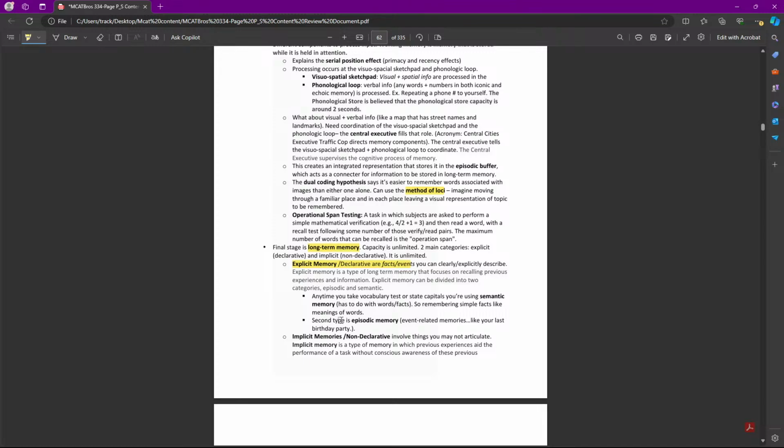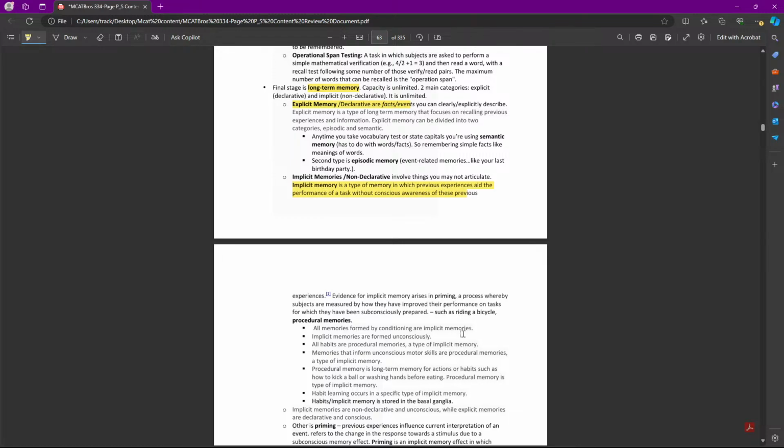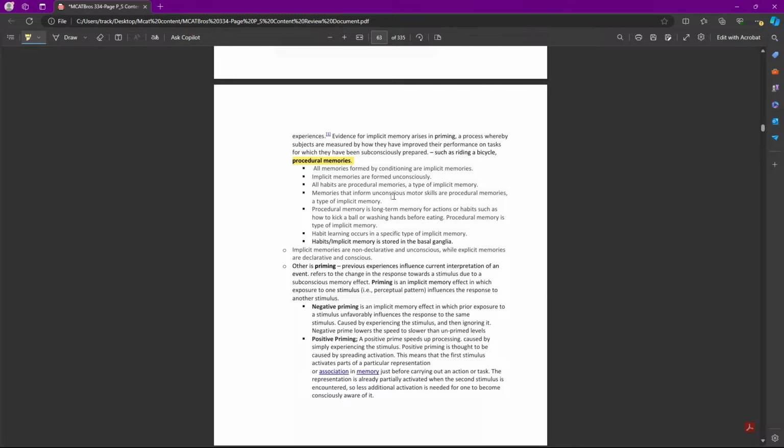Implicit memory is non-declarative, involving things you may not articulate. Implicit is a type of memory which uses previous experience to aid our performance. Riding a bike is an example, which involves procedural memories, which are included in implicit memory. All memories formed from conditioning are implicit memories. Implicit memories are formed unconsciously. All habits are procedural memories, a type of implicit memory.